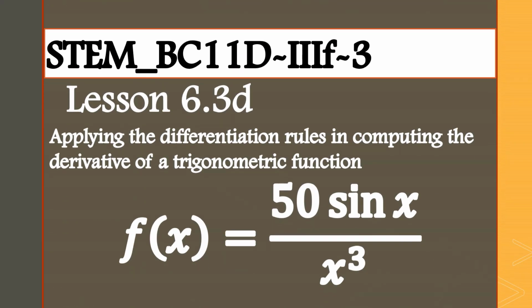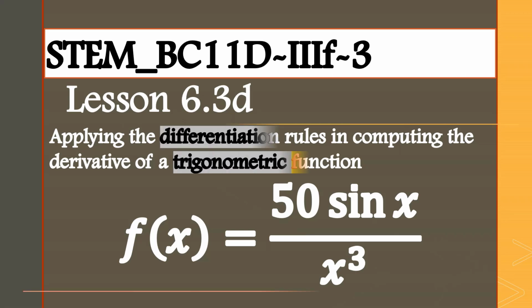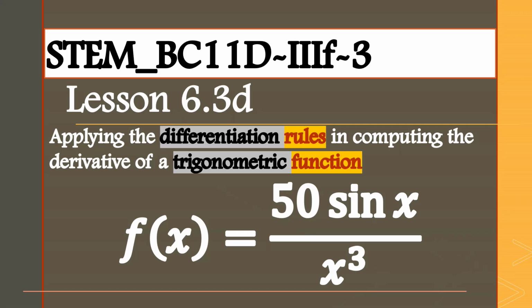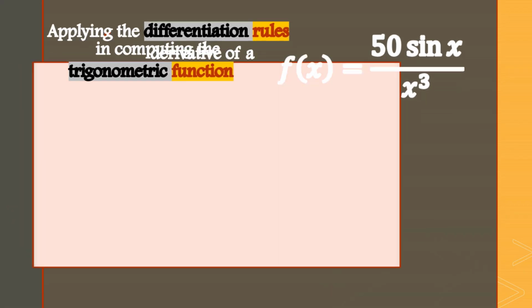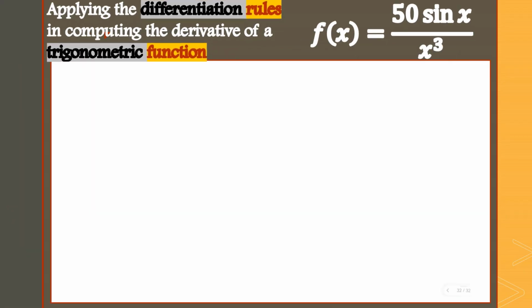Let's apply the differentiation rules in computing the derivative of this given function involving the trigonometric sine. So we are given here a function: f of x is equal to 50 sine x all over x cubed. Since we have here a quotient of functions, we are going to use the rule in differentiating a quotient of functions, also known as rational functions.